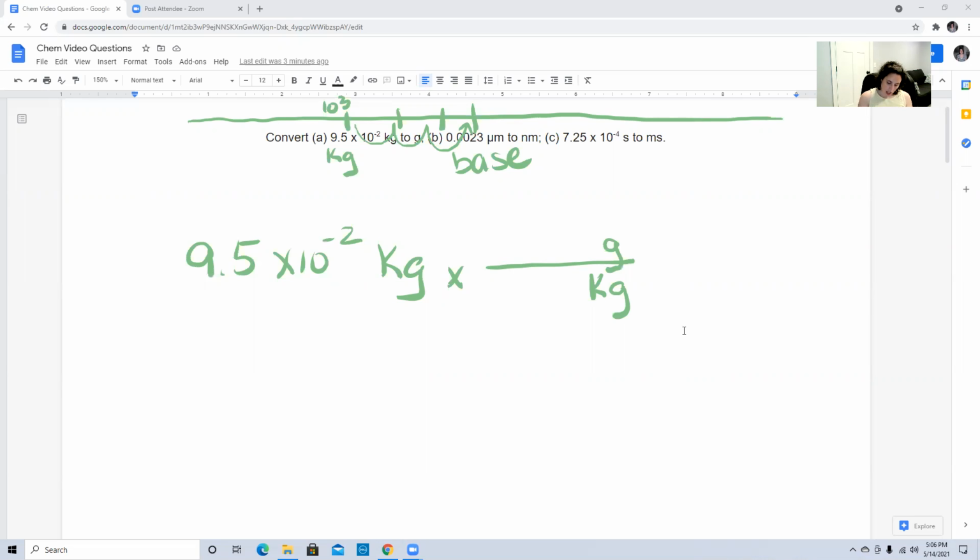Because kilo means 1,000, there are 1,000 grams in 1 kilogram. So all I have to do is multiply by 1,000, which is the same thing as moving the decimal 3 places to the right. If your prefix is to the left of the base, the number goes with the base. And if your prefix is to the right of the base, smaller than the base, then the number goes with the prefix, which we'll see in the very next one. So that's A.